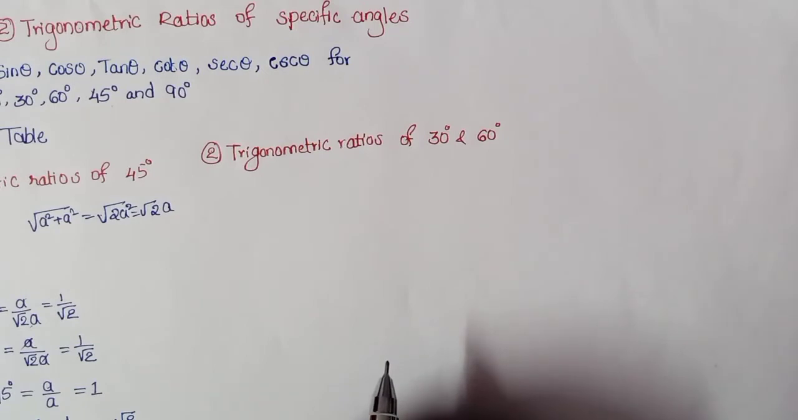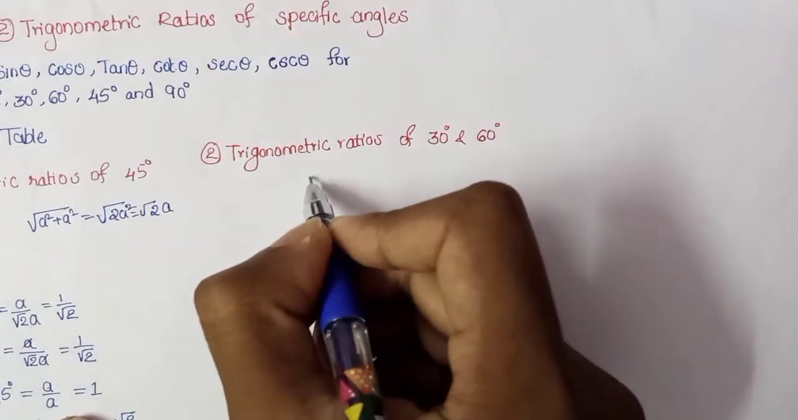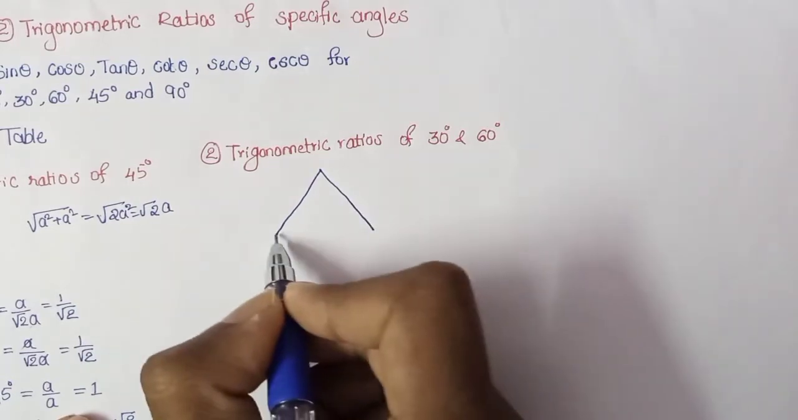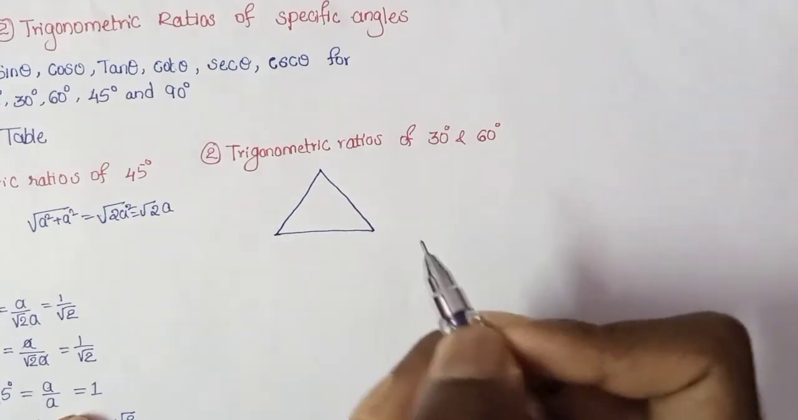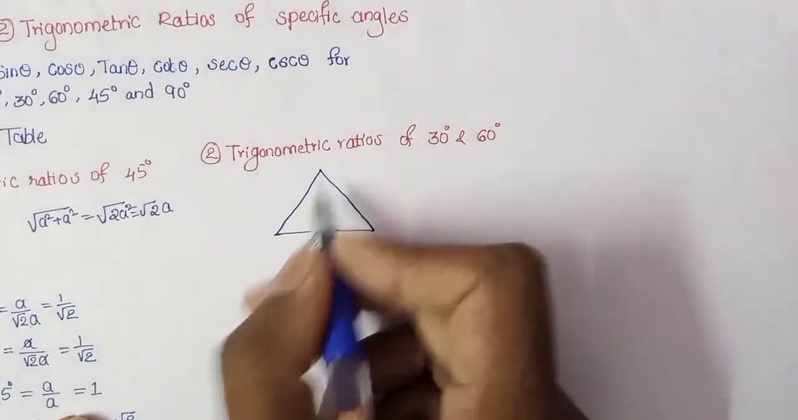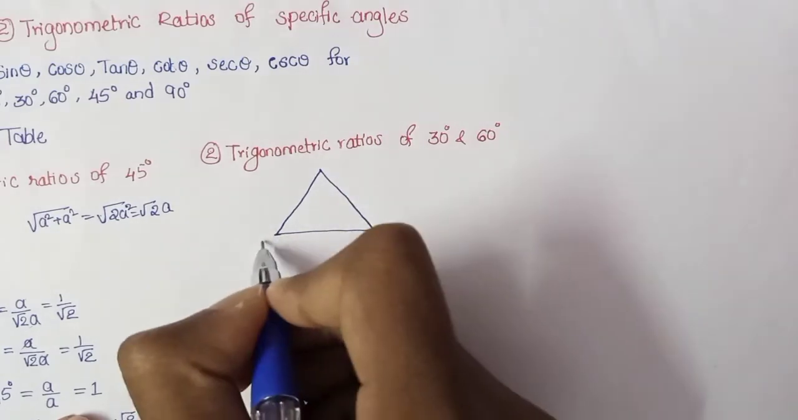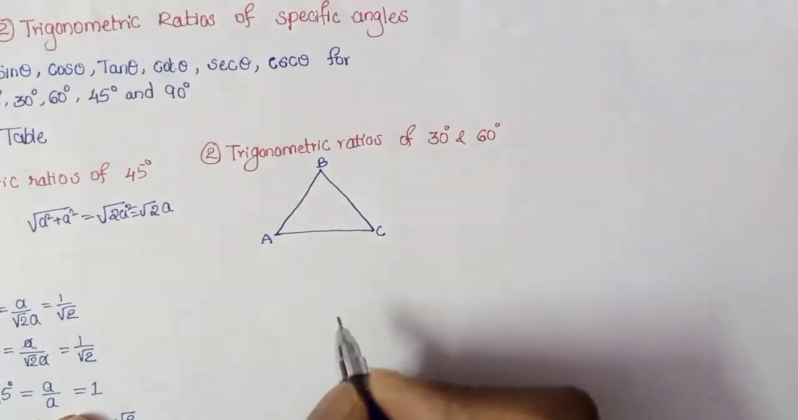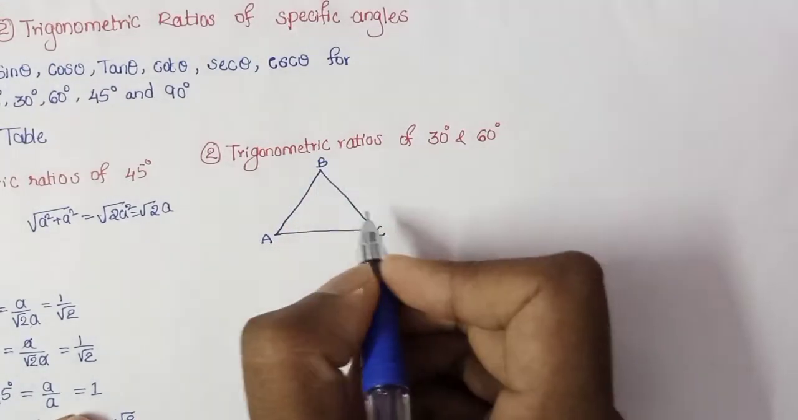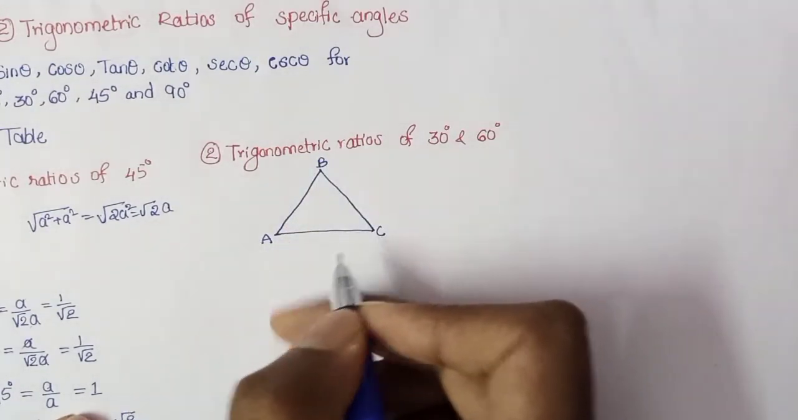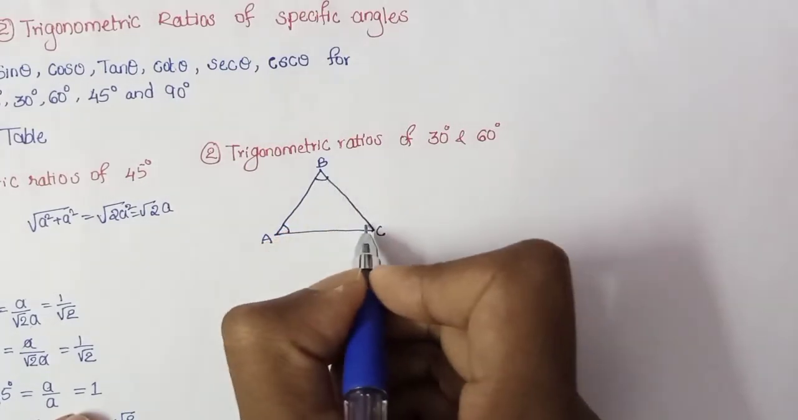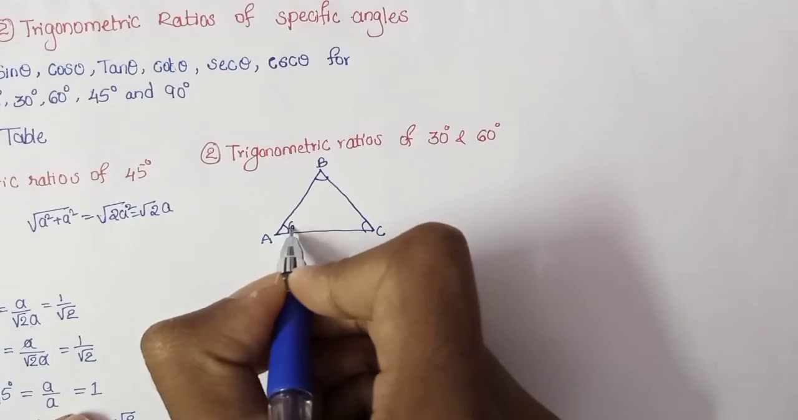Here let us consider an equilateral triangle. What do we mean by an equilateral triangle? It means all the sides are equal. Say A, B, C. These three sides, AB, BC, and AC, are equal, and all the angles are equal, which is equal to 60 degrees.